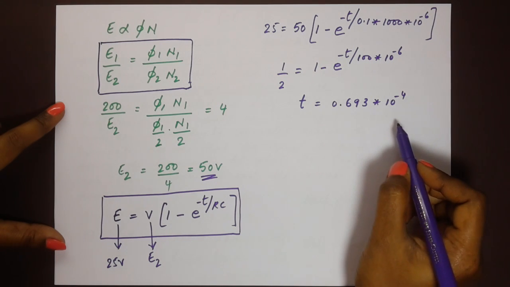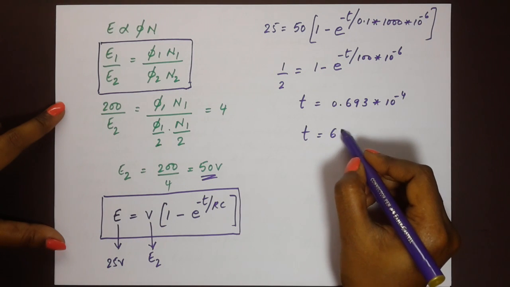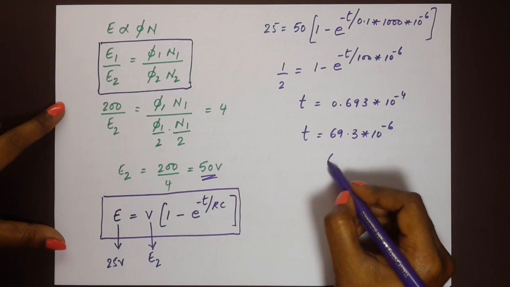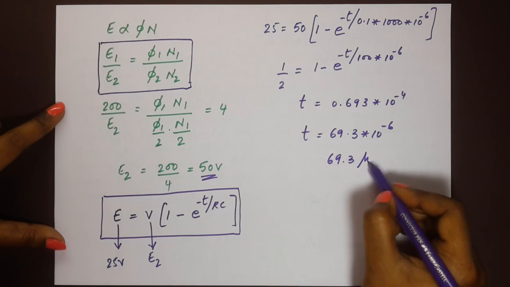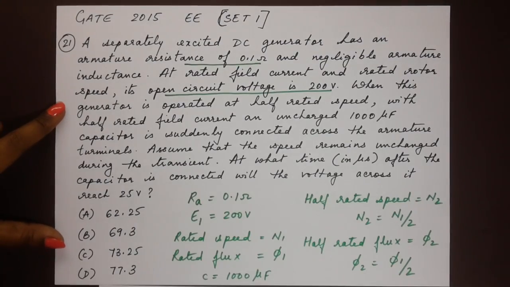The question asks us to find out in terms of microsecond. So that would be t is equal to 69.3 into 10 power minus 6. So that's 69.3 microseconds, and this matches option B.